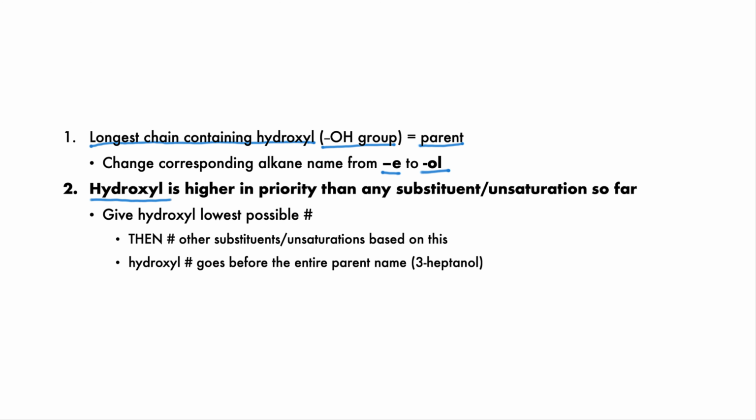The hydroxyl of alcohols has a higher priority than any group studied so far. It's higher than double bonds, triple bonds, halo, or alkyl groups. When numbering, only worry about giving the hydroxyl the lowest possible number. Then number other groups and unsaturations based on this. This makes numbering very easy. The number of the hydroxyl goes before the entire parent name. So, for instance, you would use the name 3-heptanol.